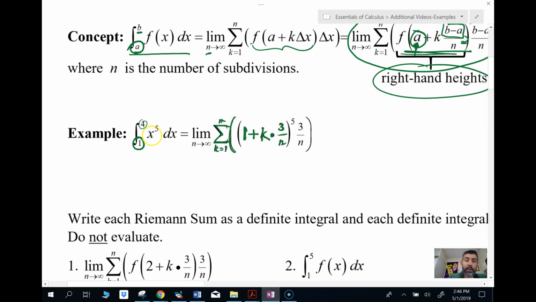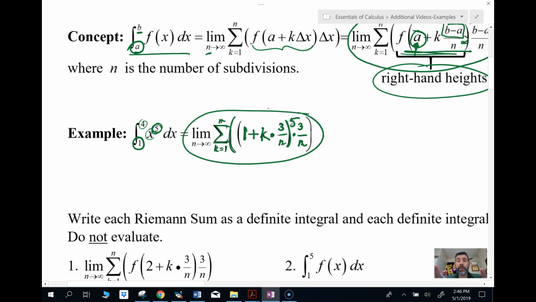And then that's whatever the x is. We're going to raise that to the 5th power. And then we have to multiply that by the difference, 3 divided by n subdivisions. And then that is your Riemann sum.